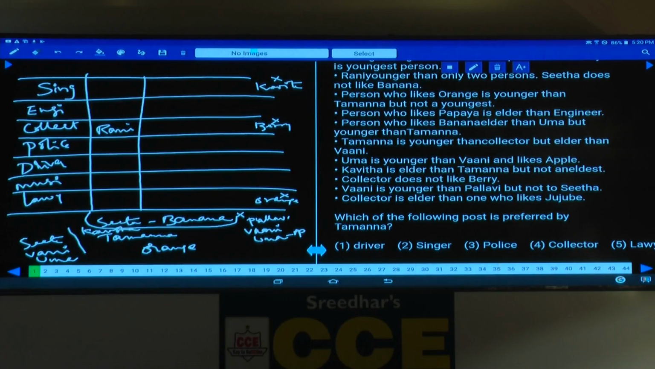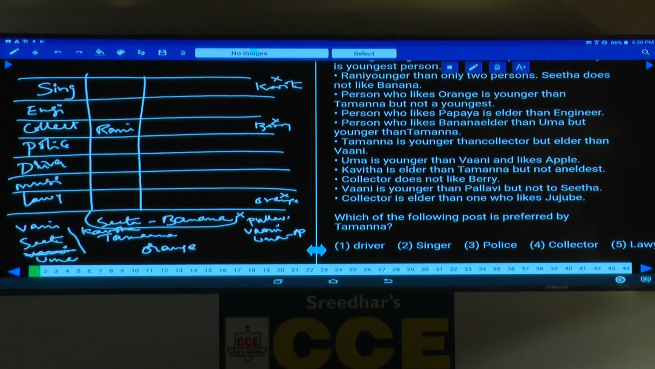Now, Vani is younger than Pallavi. This Vani is younger than whom? Pallavi. But not younger than Sita. As Vani is not younger than Sita, Vani must be elder than Sita. Hence what is the order here? Vani, Sita, and next one Uma.